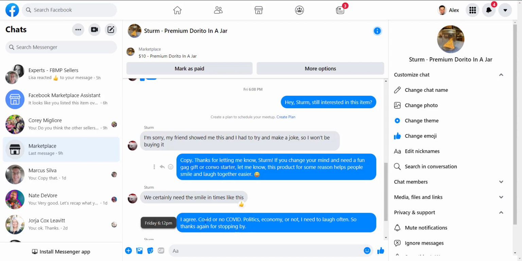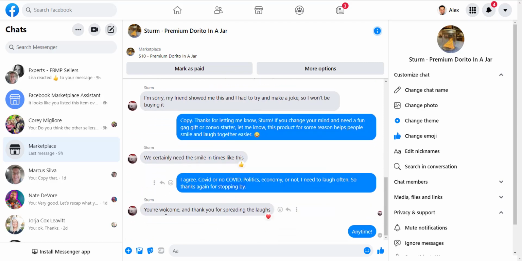I go, I agree. COVID or no COVID, politics, economy or not, I need to laugh often. So thanks again for stopping by. See, notice I'm not begging him. I'm having conversations. I'm getting him to continue to talk. And then he goes one further. He goes, you're welcome and thank you for spreading the laughs. I hit the emoji heart and then I go, anytime.